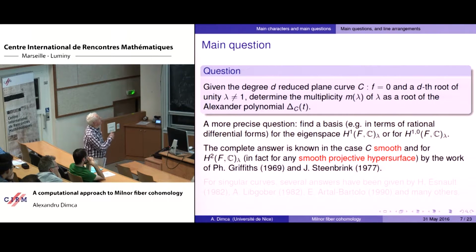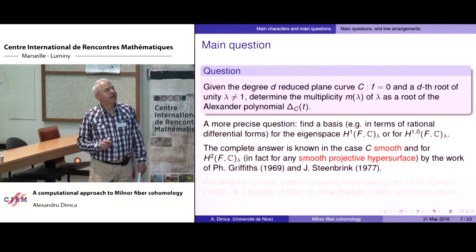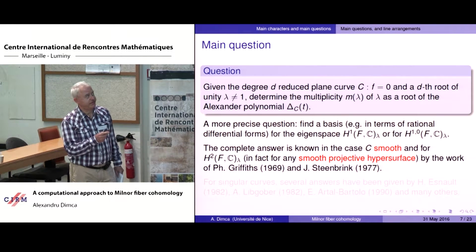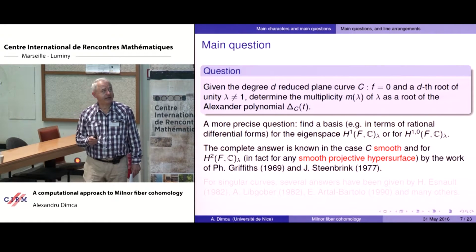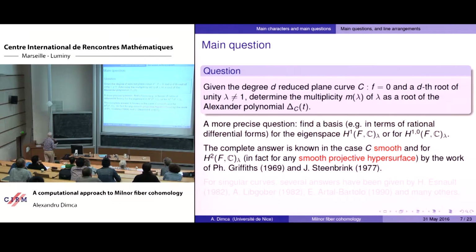Okay, so the complete answer is again known if C is smooth. And in fact, for any smooth projective hypersurface by the work of Griffiths and Steinbrink, and maybe I will record the result here.